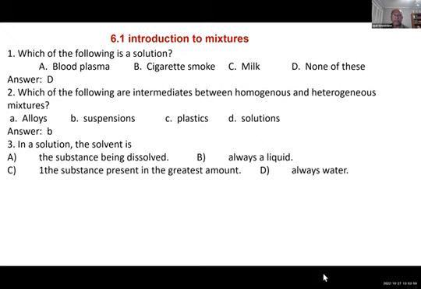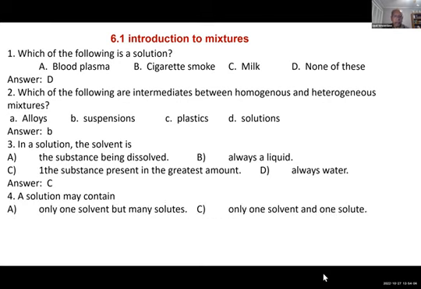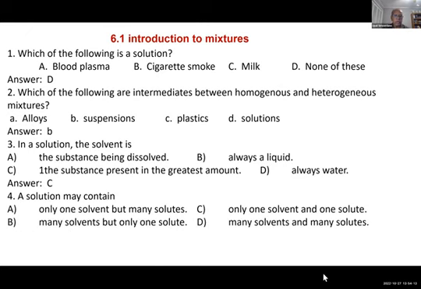The substance present in the greatest amount is the solvent, as we talked about in our slides. A solution may contain only one solvent, but many solutes. Only one solvent and one solute? Many solvents, but one solute? Many solvents and many solutes? Normally, a solution has only one solvent.